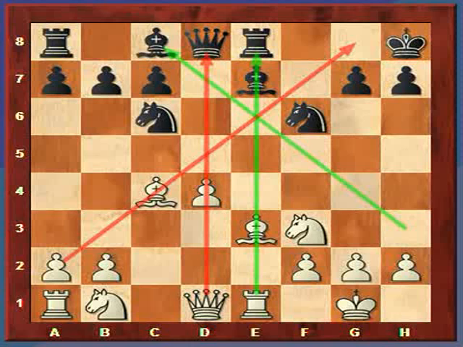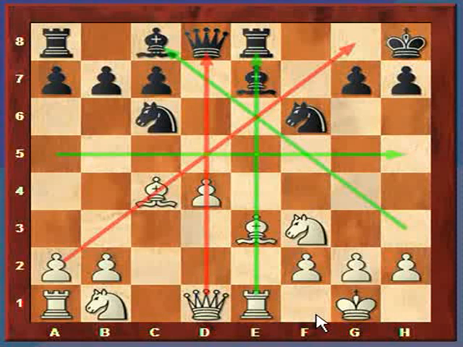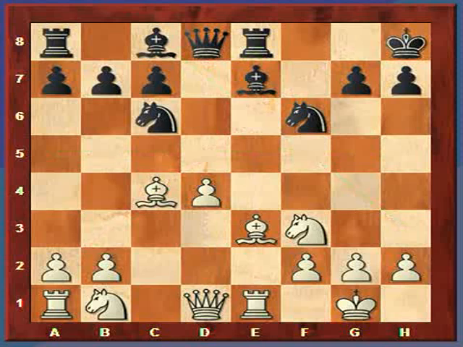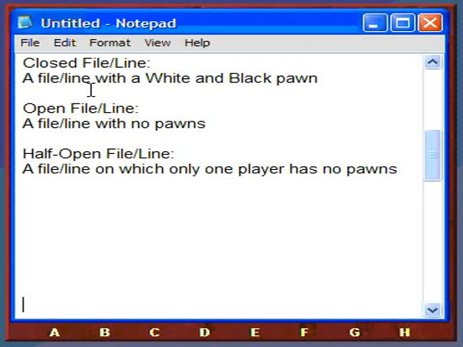Sometimes a line could also technically be a line like this. These are usually called ranks. So when you go across, you're on, say, the 5th rank, or you could even say this line. Technically, everything is a line, and we just give names to diagonals and horizontal lines. Okay, so let's go back to the definitions. A closed line or file has both a white and a black pawn on it. I'm going to define these, and then let's go to the chessboard and look for some of these.